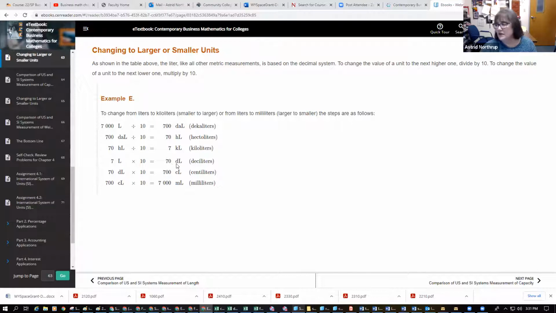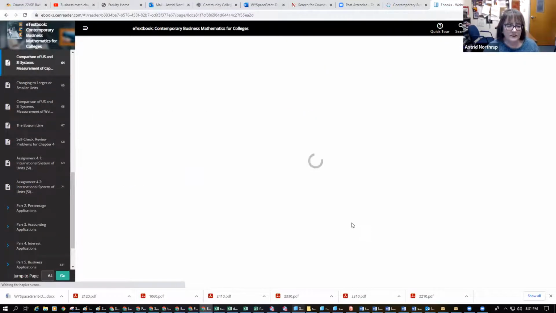Larger to smaller, as you would hear, you multiply. If you go from a smaller unit to a larger unit, you divide. If you go from a larger unit to a smaller unit, you multiply. And in the metric system, it's always a power of 10: 10, 100, 1/10, 1/100th, etc.